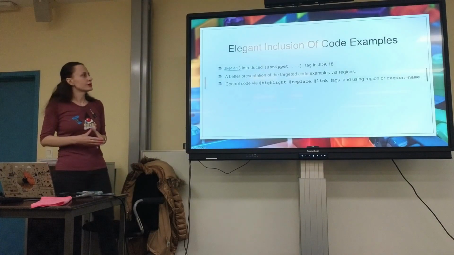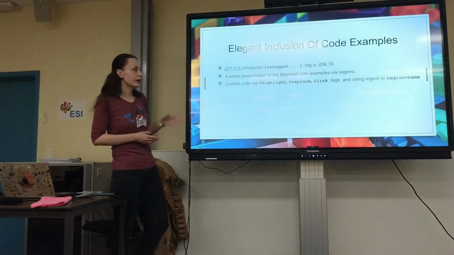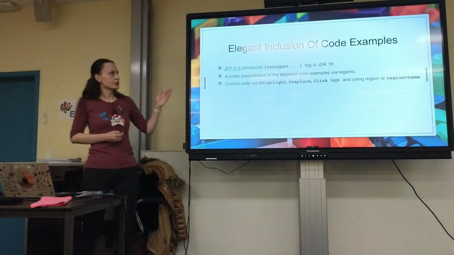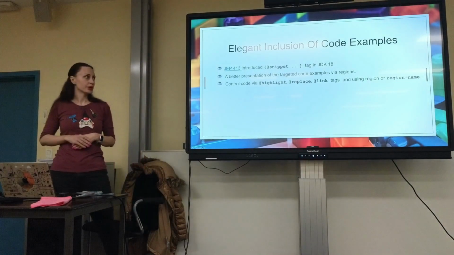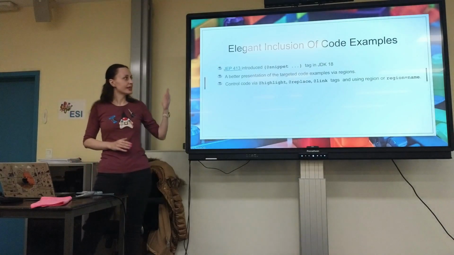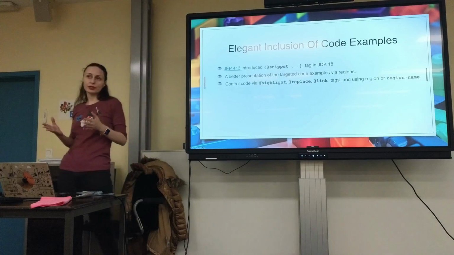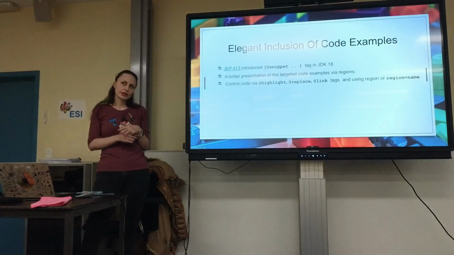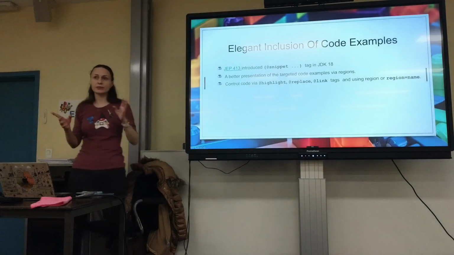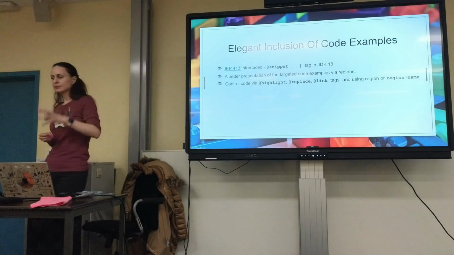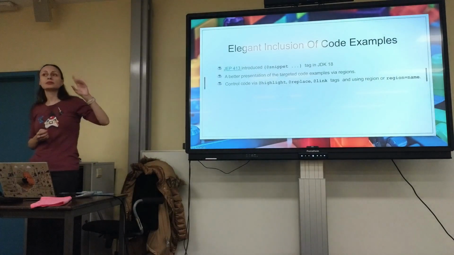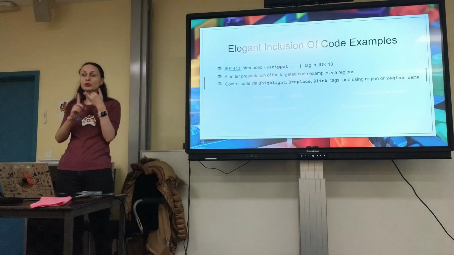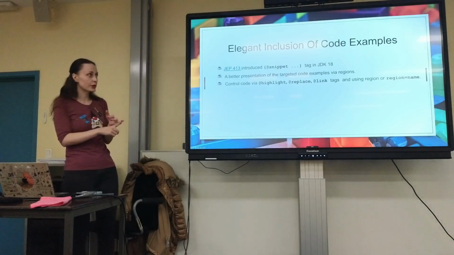So in order to support a better inclusion of code examples, JEP 413 introduced a snippet tag in JDK 18. This JEP had also an influence on how the Javadoc tool was working as well. So by enabling snippets, you get a better presentation of your code examples. But moreover, you can also have control over the code via a few tags, like highlight for highlighting some important parts of your code, replace maybe some parts of that, or link to other pieces of code. But you also have a way to say highlight specific regions, replace specific regions, or link to specific regions.